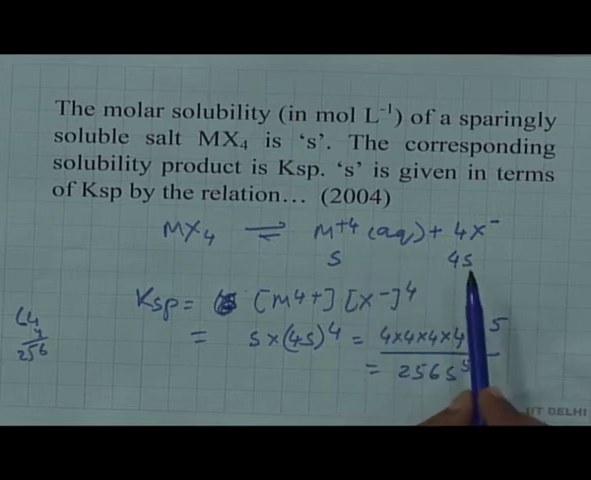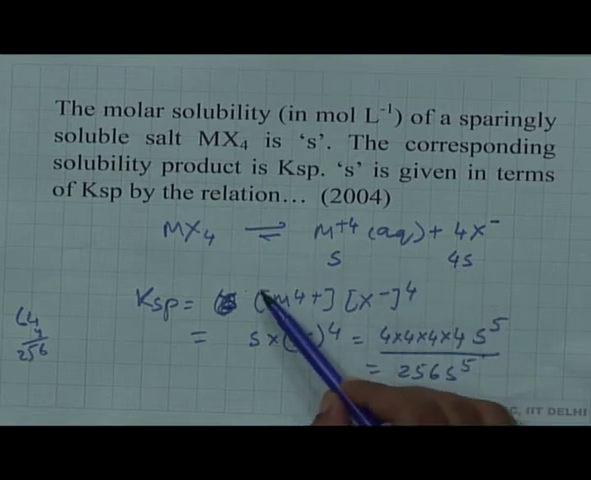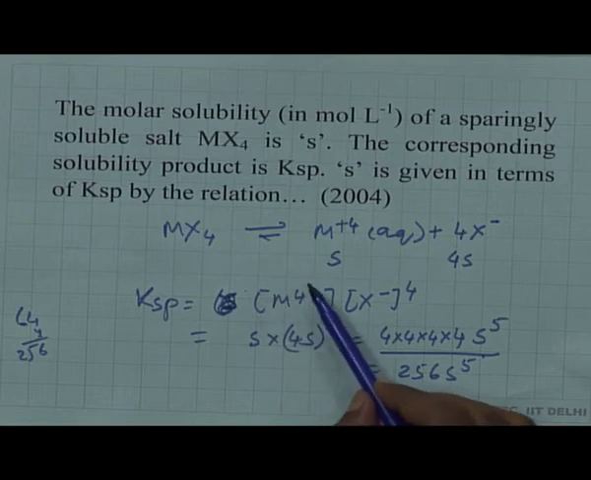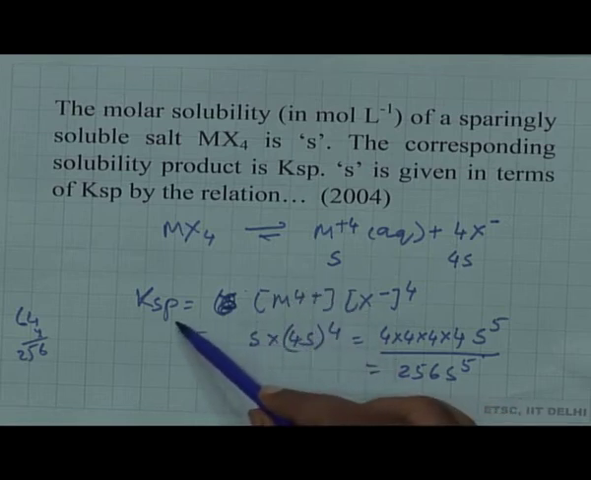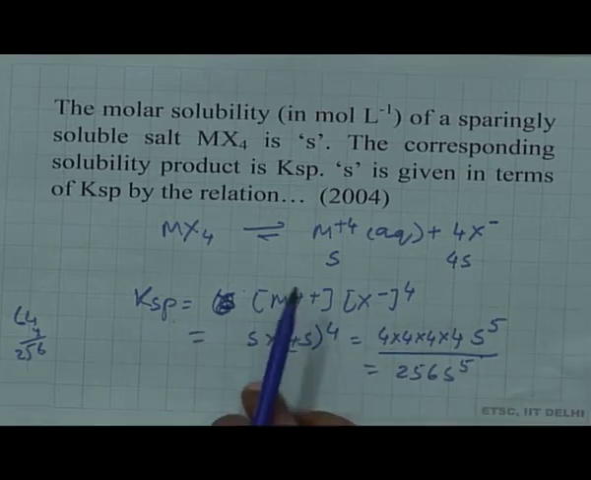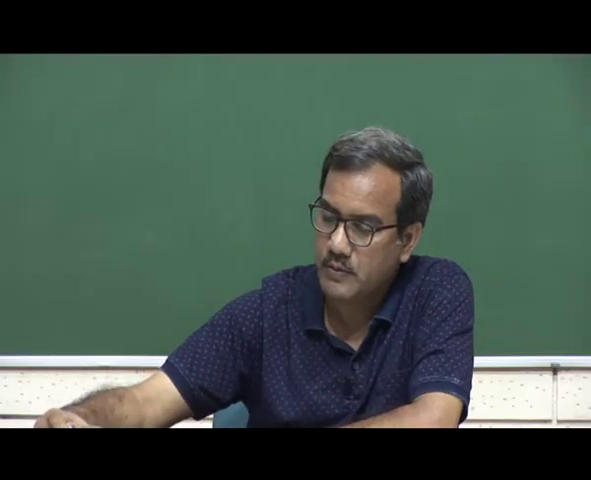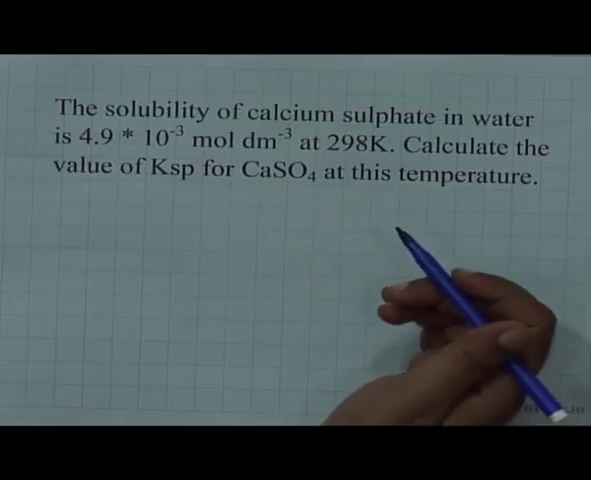If you understand the concept of solubility, you will be able to tell how many ions are formed, and with the understanding of the concept of ionic equilibrium, we will be able to get Ksp for the salt. So, this is a very simple example.